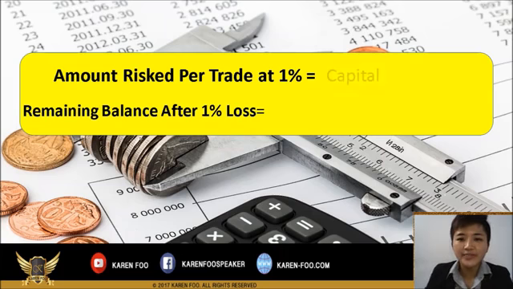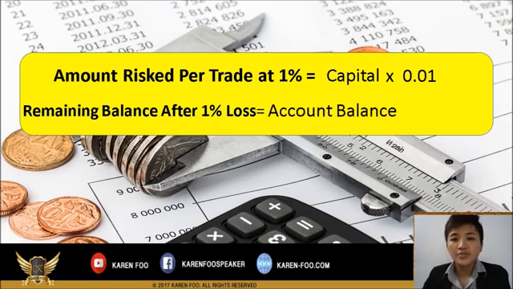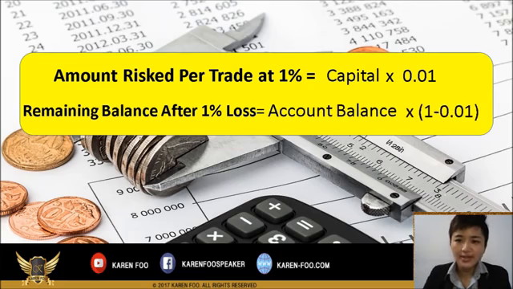Okay, to put it simply, just take your current balance capital times 0.01 and you get the amount that you are risking on that particular trade. So remaining balance after your 1% loss would be equal to your account balance times bracket 1 minus 0.01.